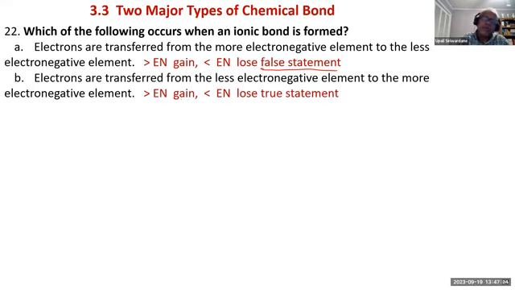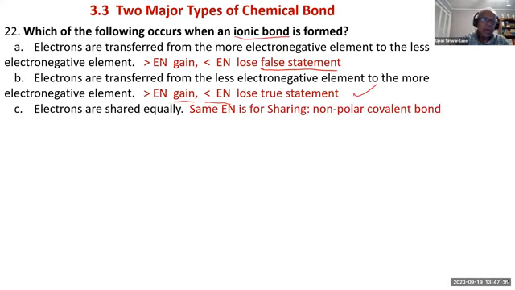Greater electronegativity gains electrons; low electronegativity loses electrons. That is when an ionic bond is formed. That's a true statement. Electrons are shared equally. That is a non-polar covalent bond, between 0 and 0.5. An ionic bond is formed when the electronegativity difference is greater than 1.9.